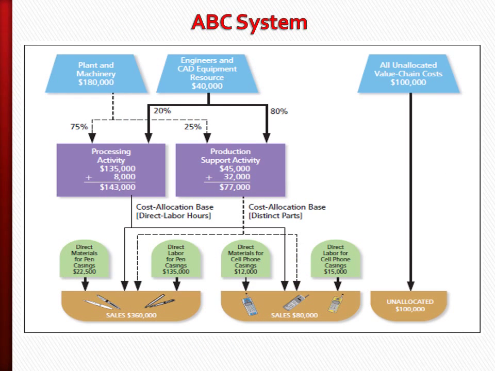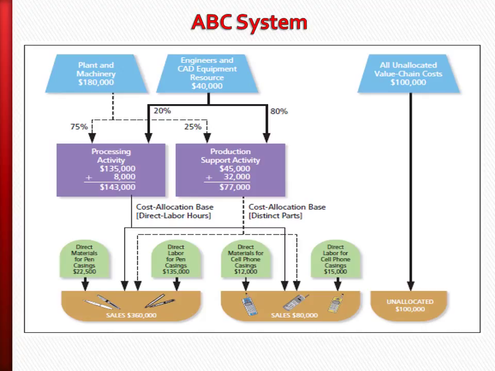Okay, so here's the outline for activity-based costing. We begin at the top. This diagram shows only two cost categories: plant and machinery, engineers, and the equipment they use. We could have many other cost categories. And we proceed in two steps. In the first step, we assign each cost item to a cost pool. Here we're showing two cost pools: processing activity, production support activity.